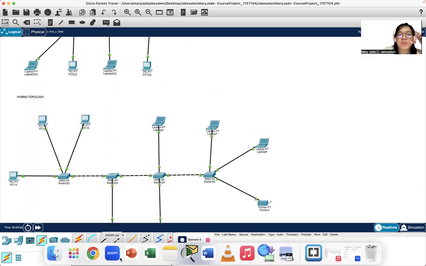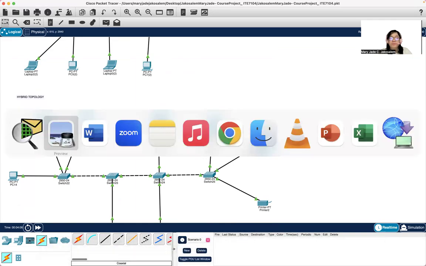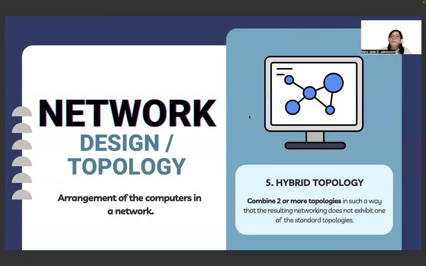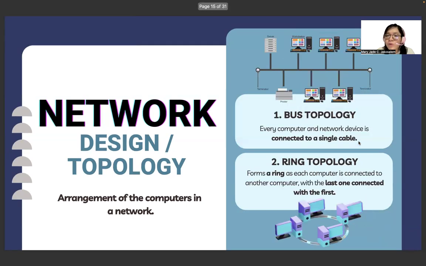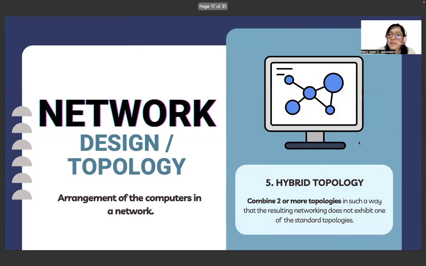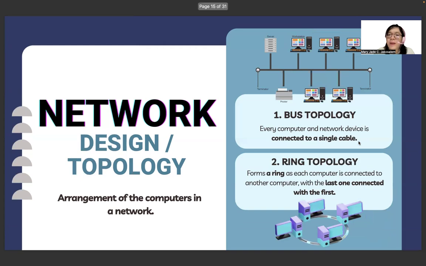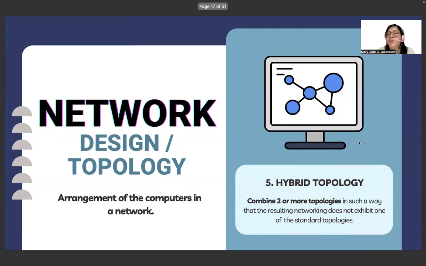Then the last one is actually the hybrid topology. In this type of topology, you're basically combining two or more topologies in such a way that the resulting network does not exhibit one of the standard topologies. So if you combine, let's say, a star topology and a ring topology, then that's now a hybrid topology. Or let's say you combine a bus topology with a mesh topology, that is a hybrid topology. The moment that you combine two or more topologies, it's already a hybrid topology.